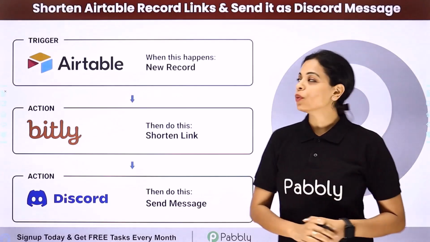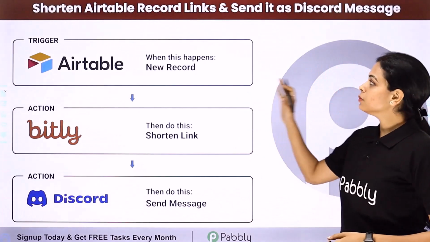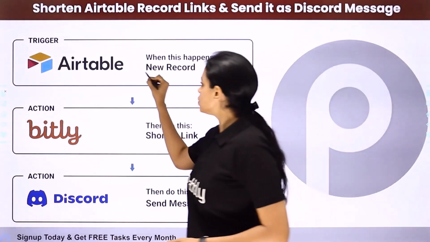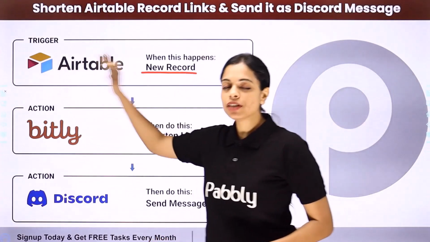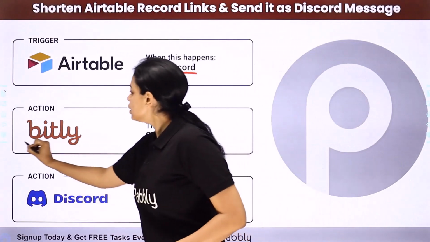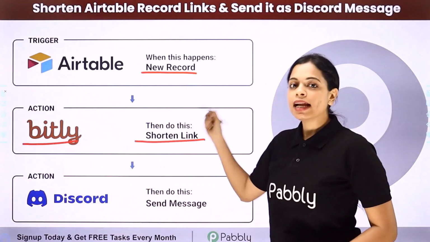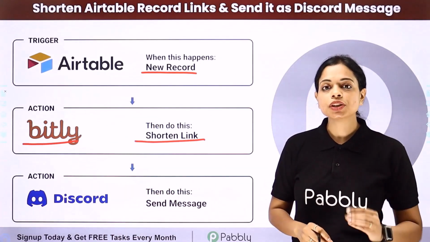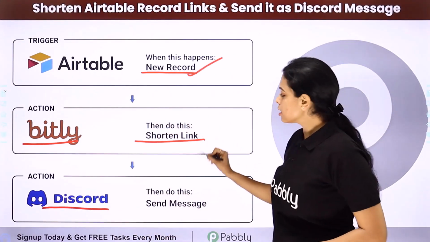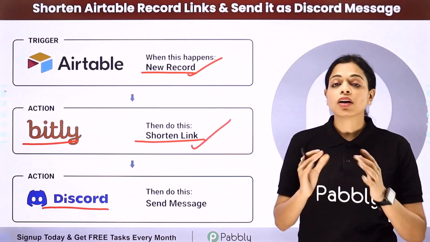In this video, we are going to see how to shorten Airtable record links and send it to Discord as a message. So let's say that you have got certain records in your Airtable spreadsheet where you have got different URLs. Now, with the help of bit.ly, first you want to shorten the link and then you want to send a message to your team sitting on Discord, the record details along with the shortened link. Now, how could you do that?